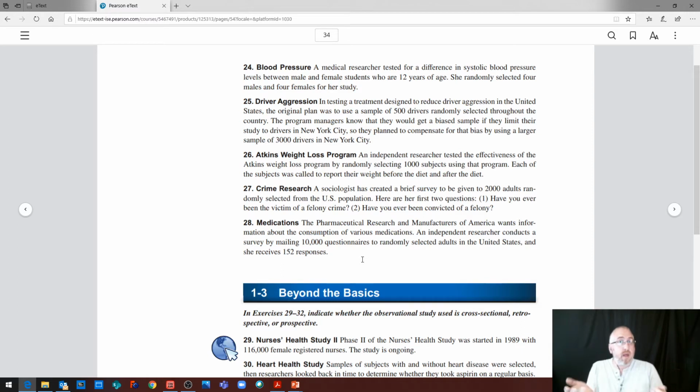So are they applying some treatment? Are they affecting their subjects at all? Well, probably not. They're mailing out a survey or a questionnaire. So it's not really influencing them one way or the other. They're just answering questions. So they're not applying some treatment of some sort. So there's the rationale for it being an observational study.